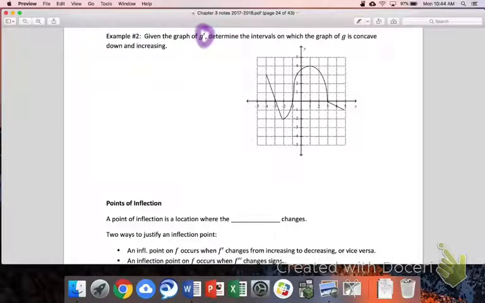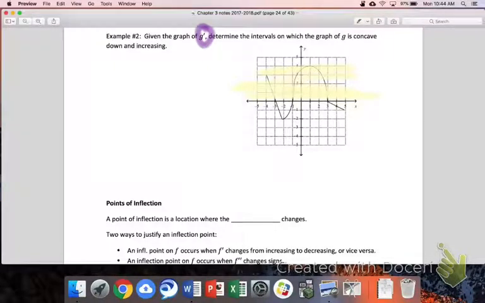Whenever that graph is where? Above. Yeah, above the x-axis. So if I were to just maybe highlight that, any of those intervals that are above the x-axis, that would be where g is increasing. I'm going to switch colors here.